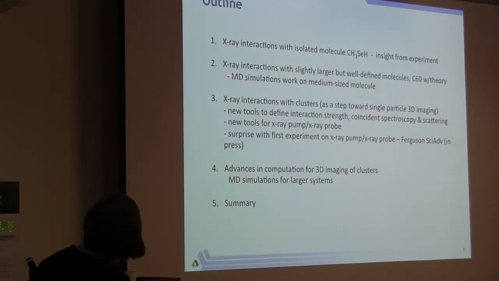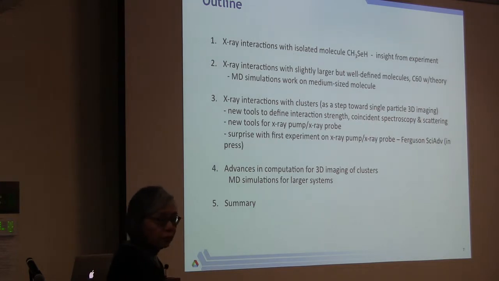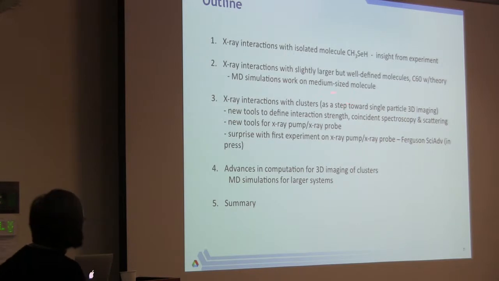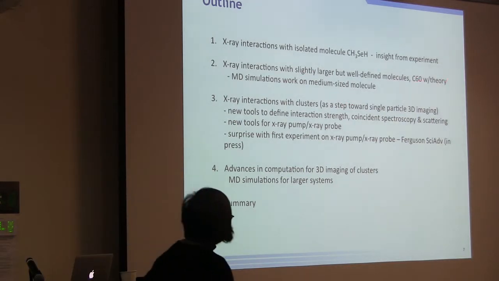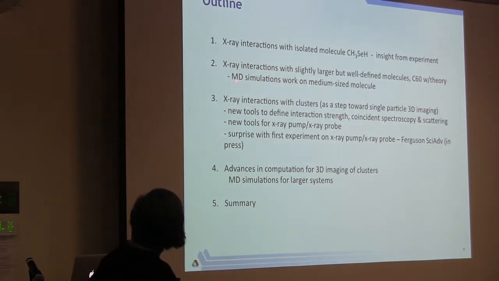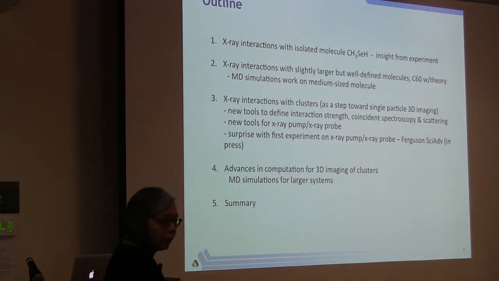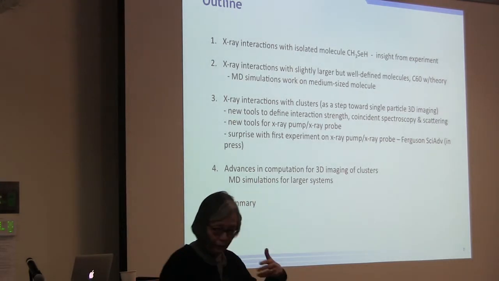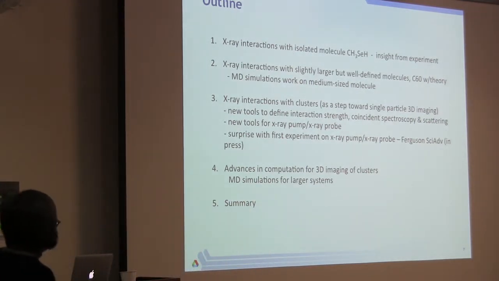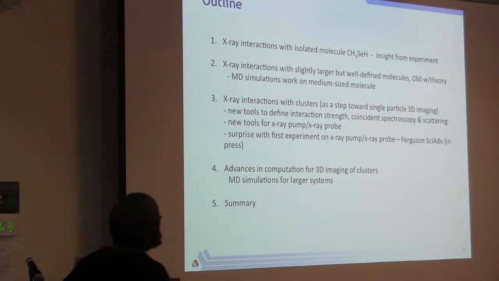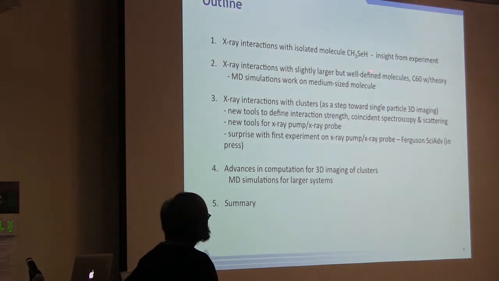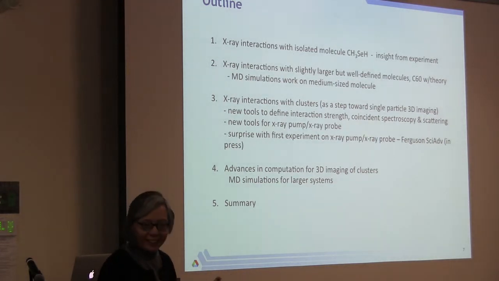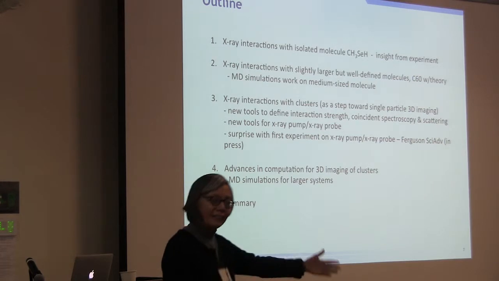And then I want to talk about something slightly larger that actually has a theoretical component associated with it, and that is an experiment by Nora Berrah and her collaborators, where the MD simulations work quite well on this rather well-defined molecule. And the theory there was done by Robin Santra and his group at CFEL. And then what I want to tell you about is that we want to move on. I mean, C60 is nice, but it's hardly a biomolecule. You want to move on to something slightly larger.